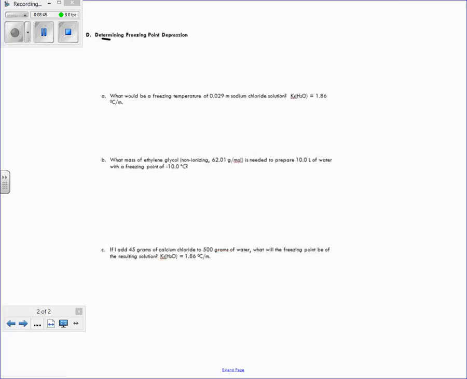So how to determine freezing point depression? Let's connect these two ideas. We can actually calculate by how much our freezing point will be depressed. Now when I say depressed, again, that's another way of saying I want to know by how much my freezing point will drop. So let's take a look at the formula that I have here.